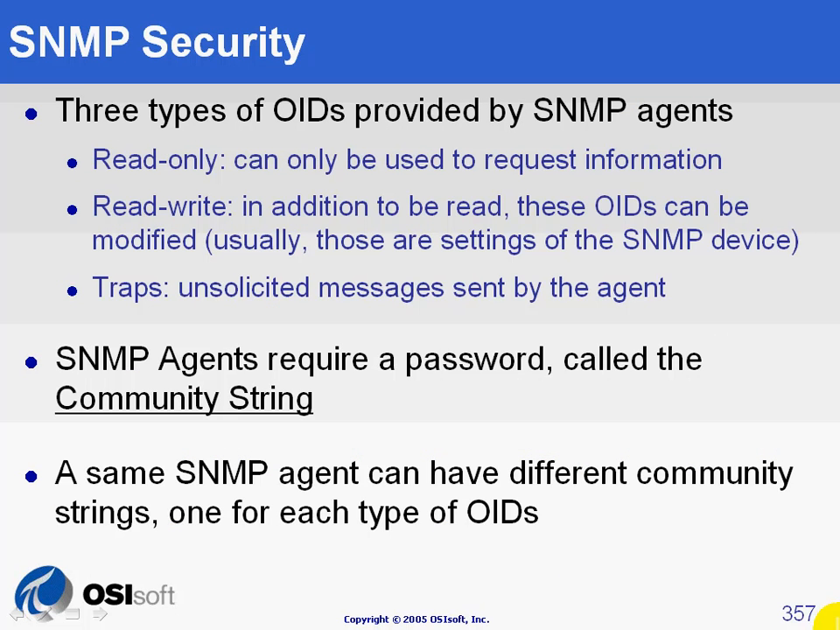There are three different types of OIDs, three types of counters that can be provided by an SNMP agent: the read-only counters, the read-write counters, and traps. Traps are unsolicited messages sent by the agent. These will be covered in the next chapter. This interface, the PI SNMP interface, can read counters and will be able to write to the devices as well.